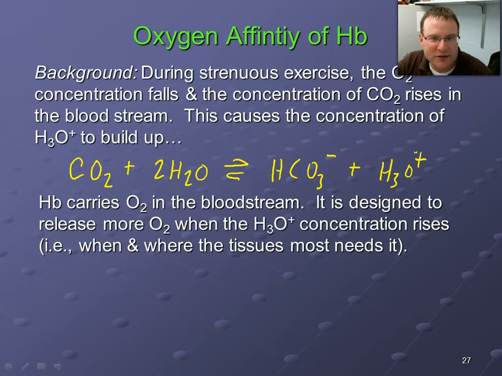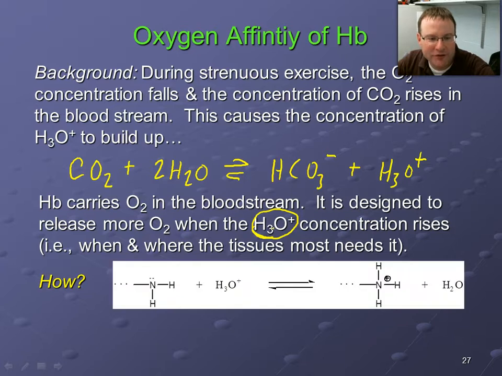So it turns out that the way our system is set up, the way our hemoglobin molecules are set up, is that if the acid level in our blood tissue rises, that's a chemical trigger for having hemoglobin do a better job at releasing oxygen to the tissues when it gets to the spot where it has to drop off the O2. Now, how does it do that? Ultimately, it's through an acid-base reaction.